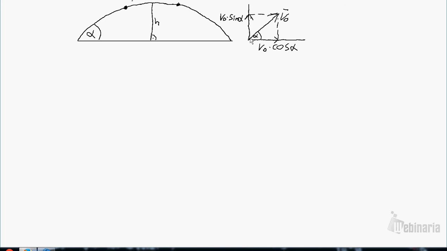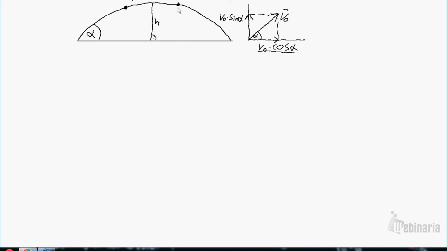Well, now we are happy. We have these two components describing our original vector. Why is it good for us? Because now we know that this part is a horizontal movement, horizontal motion, and the speed is constant.